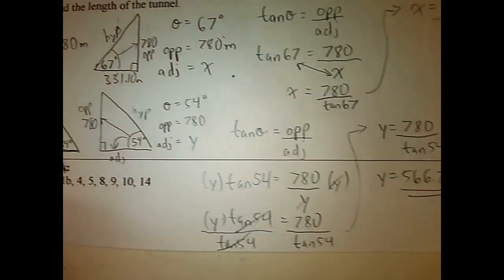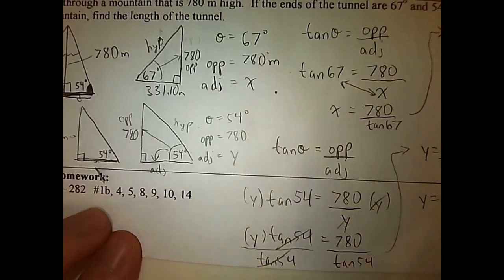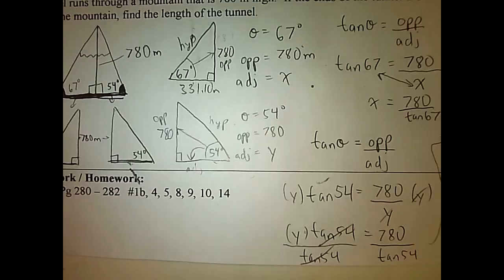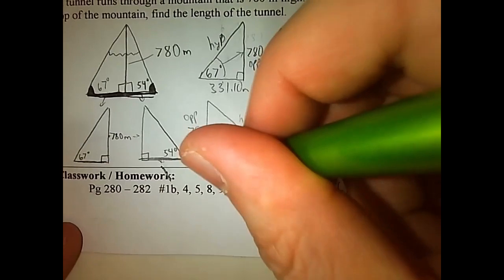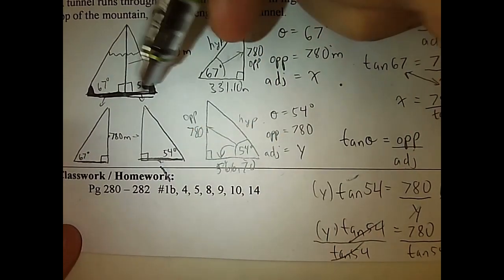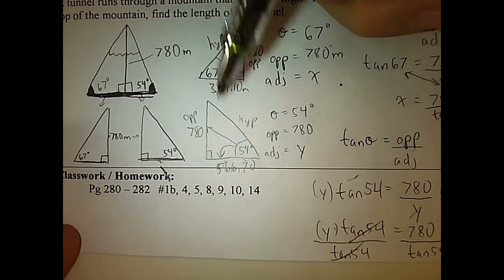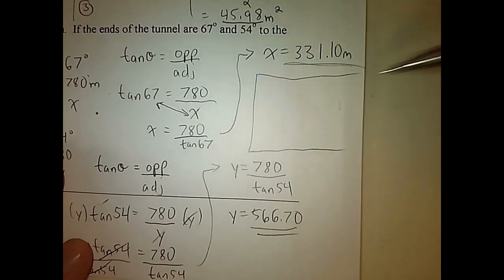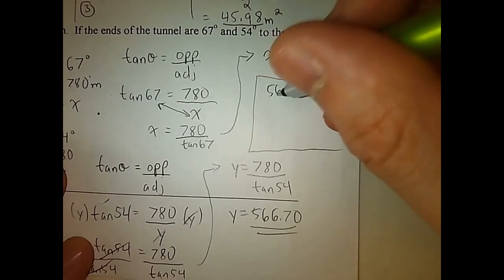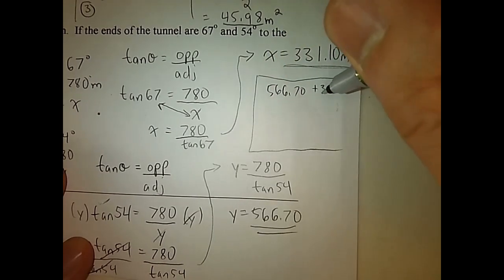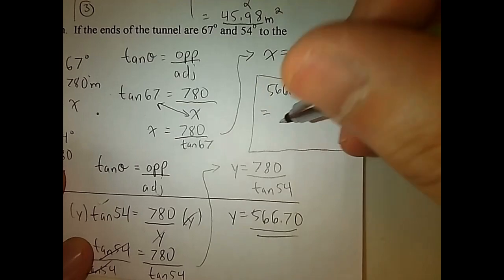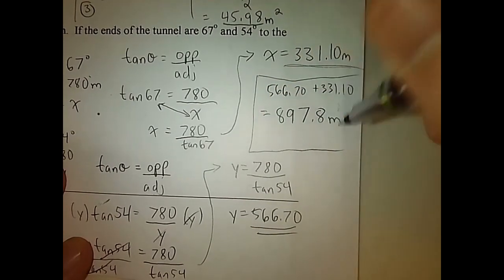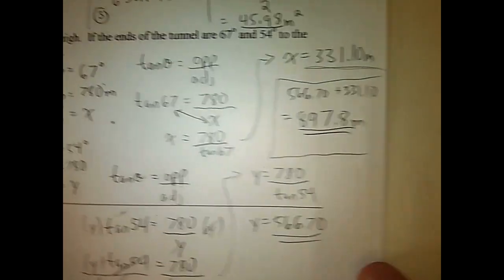So we have the two lengths of the tunnel. We have two kind of half lengths here, where this is now 566.70. So if I know this and this now, to get the total, I'm just going to add these two numbers. So we get 566.70 plus 331.10, and we get a total of 897.8 meters.